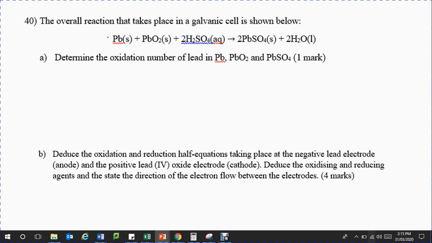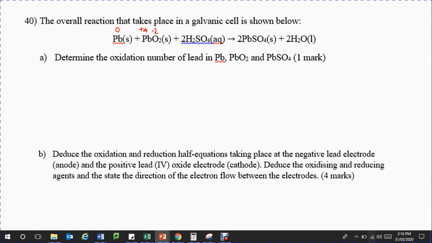So we've got here our lead solid. If we remember our pure elements, we'll have an oxidation number of 0. Then oxygen has an oxidation number of -2, that above it. There are 2 oxygens, so that would give it a -4. And when we've got a compound, overall it needs to be neutral, which would give this lead a +4. Okay, moving on.